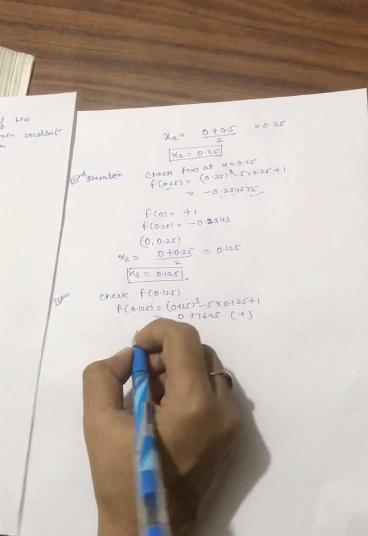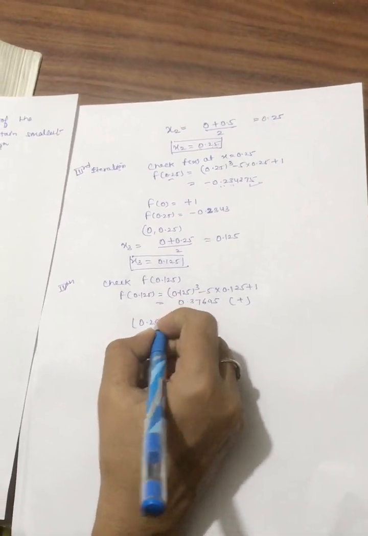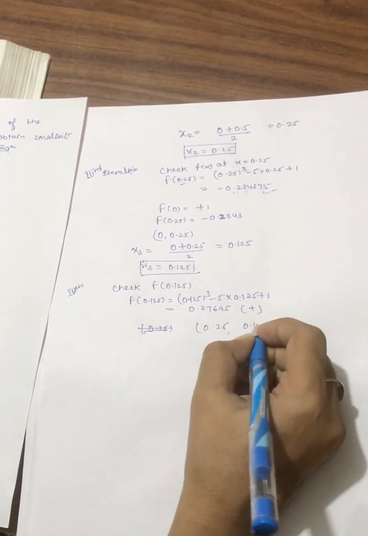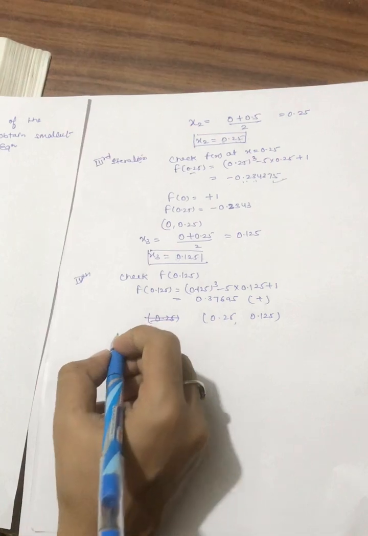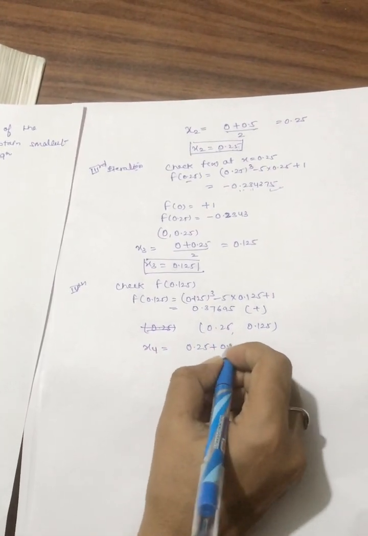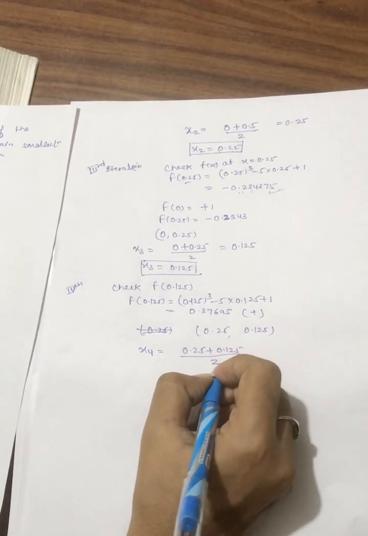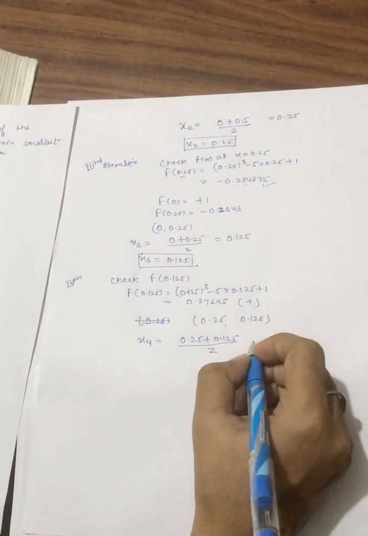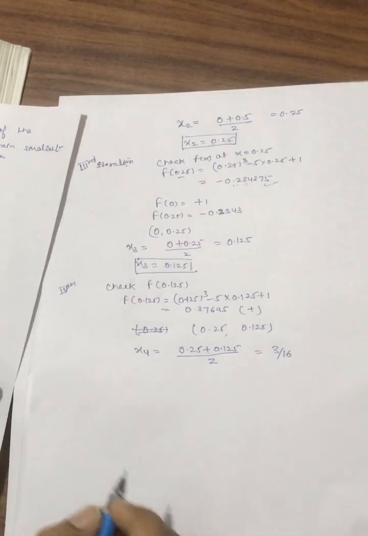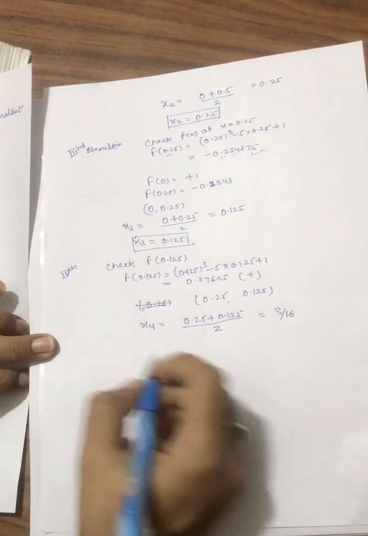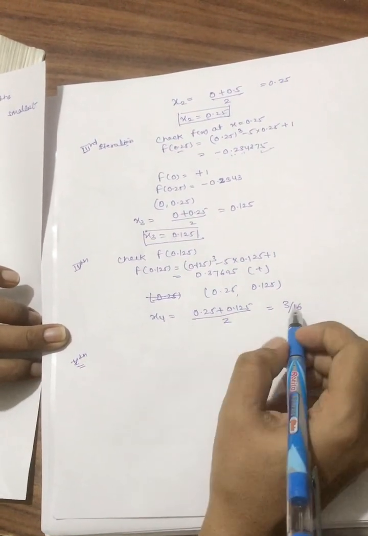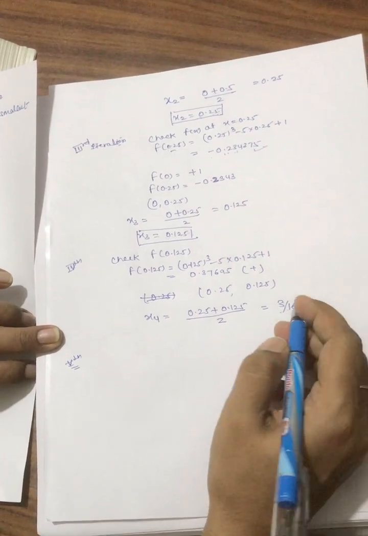So the next interval is 0.25 and 0.125. Now the fourth root is x4 equals 0.25 plus 0.125 divided by 2, and this is 3/16. Now you will find the fifth iteration. Same procedure: you have to check the value of the function at the point 3/16 and find the new interval.